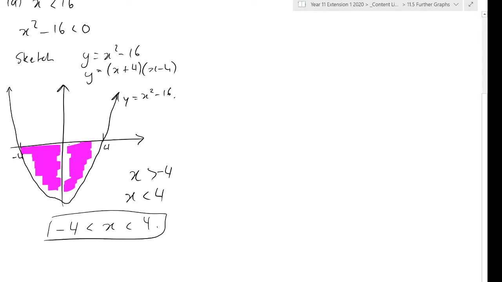So it's basically, where is my sketch lower than the x-axis? Okay, and we can see that between -4 and 4, these two points here, it's all lower than the x-axis.